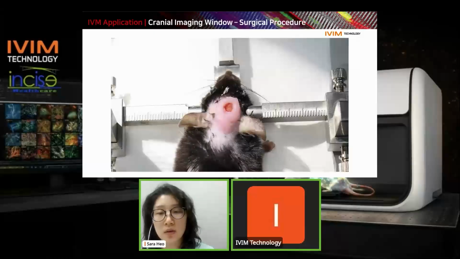So using this method, the brain imaging can be conducted, and the mouse can live up to lifetime with this inflammation taken care of.